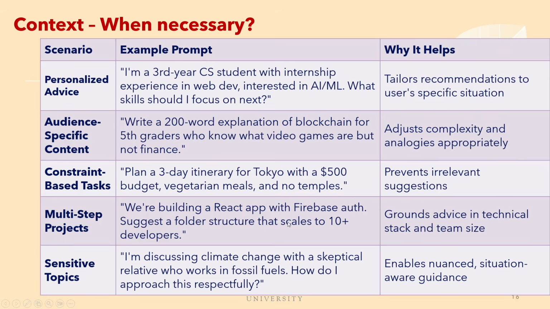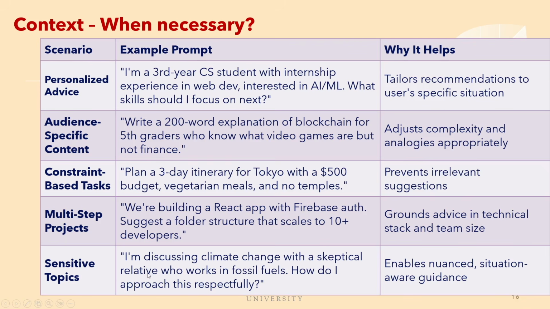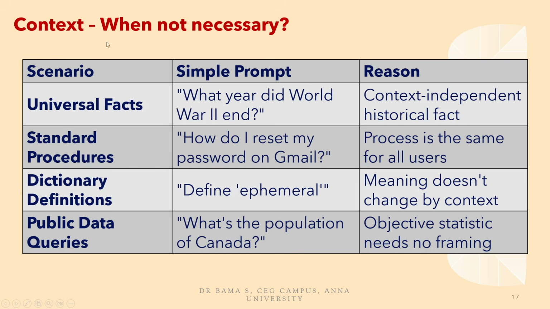Here again the background information is given and relevant data along with the constraints, and a multi-step approach is needed. In sensitive topics, I am discussing another example: climate change with a skeptical relative who works in fossil fuels. How do I approach this respectfully? These are contradicting concepts. So how does that get generated with AI? It can also give a sufficient answer according to the situation. So these are some of the cases where context is not necessary that you can go through.